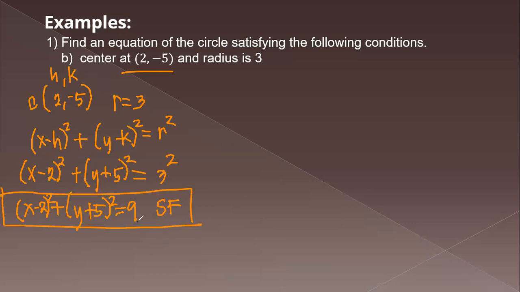Okay, to get the general form, anong gagawin? We have to expand our binomial. So expand natin si x minus 2 squared, expand natin si y plus 5 squared. Then pasok natin si 9 sa loob. So we have here x minus 2 squared plus y plus 5 squared is equal to 9.